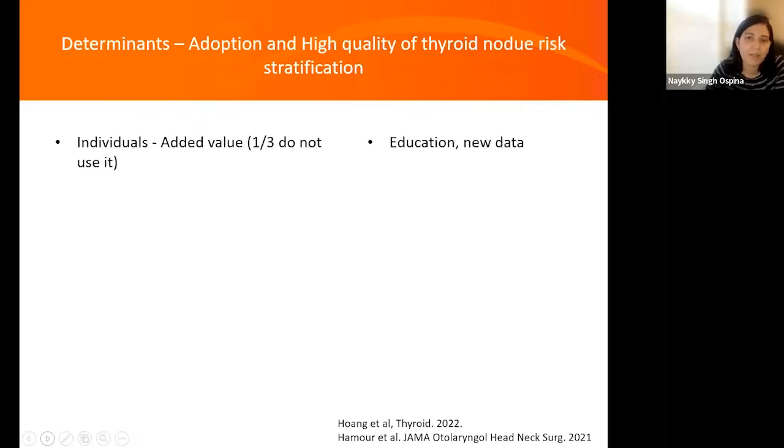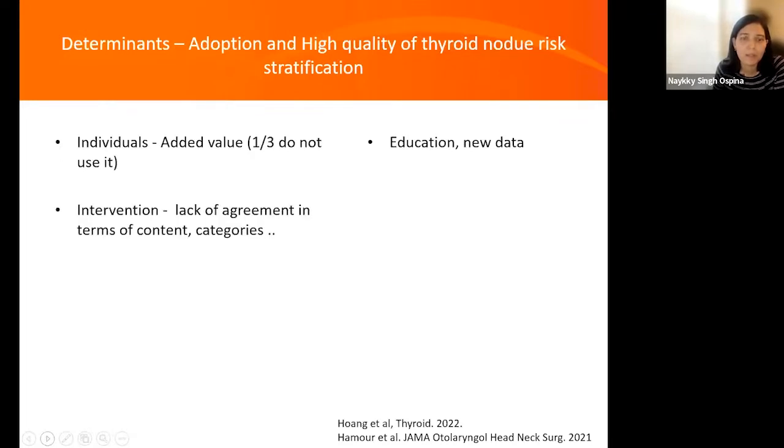Now, there's room here for education of the third that are not interested in using the practice, but also there's room maybe for some new additional data to understand why they were not using the practice and what kind of information in terms of effectiveness they will need to make sure that they want to do risk stratification on a day-to-day basis. There were some findings in terms of the intervention itself. So that lack of agreement in terms of the content, of the numbers of categories and so on.